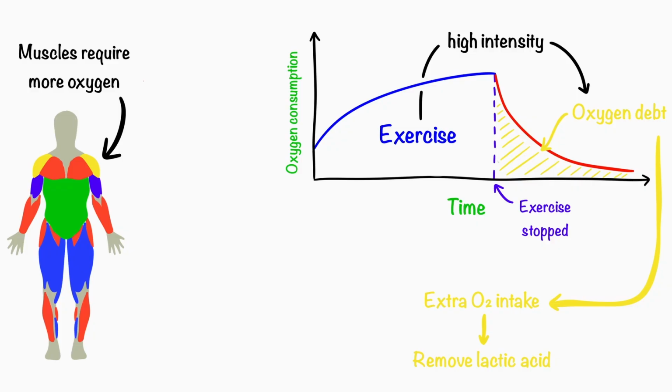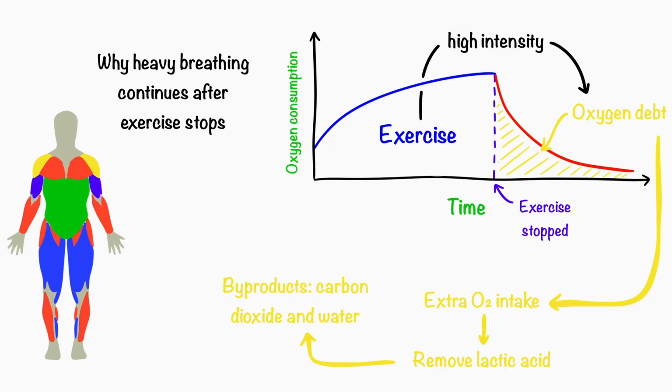This is the amount of extra oxygen your body needs to recover after exercise. This oxygen is used to react with the lactic acid that has built up and remove it from the cells. In other words, you need to repay the oxygen that you didn't get while you were exercising intensely. This is why you continue breathing hard for a while after you stop exercising.